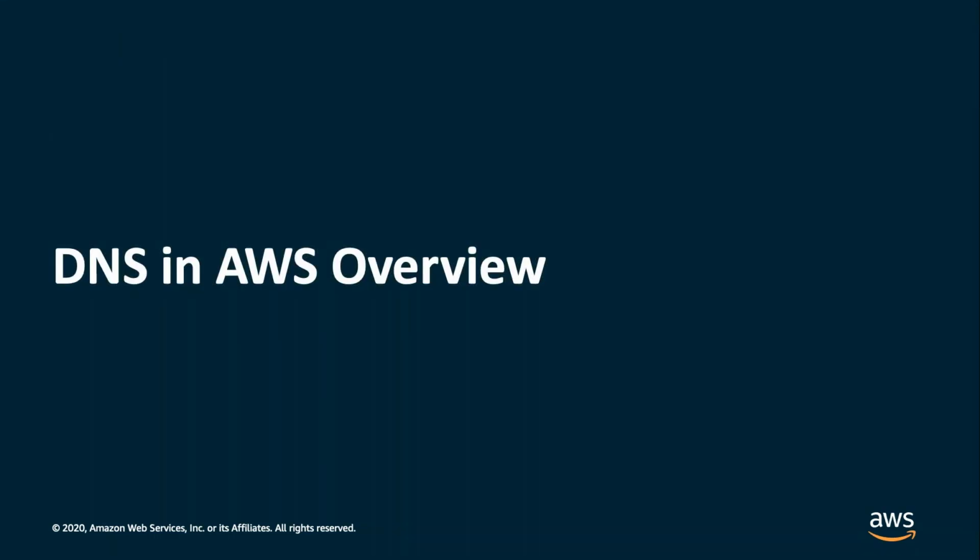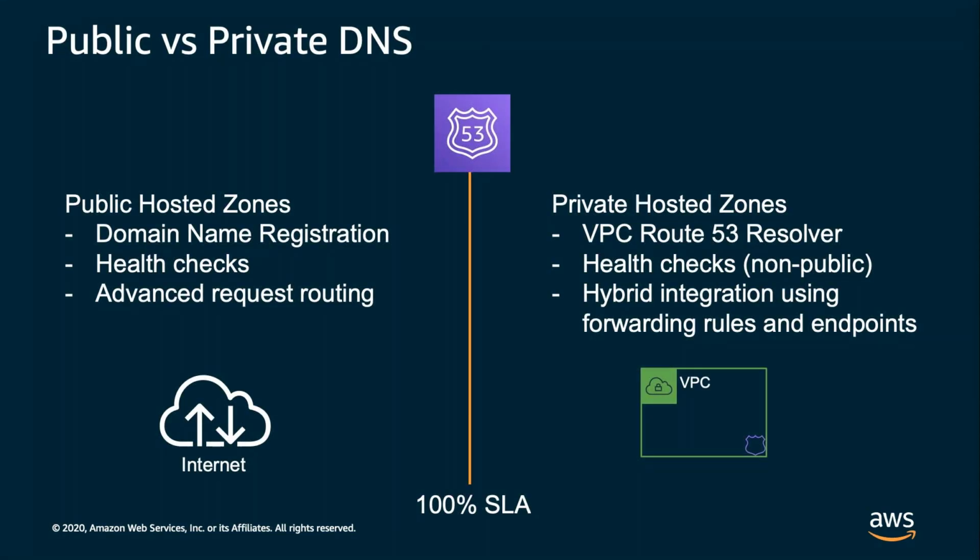So to kick it off here, we'll dig into DNS in AWS and go over an overview of different ways you can integrate and use DNS. Within AWS, we have two different types of what we call hosted zones, and a hosted zone is just a DNS name. So that can be a public hosted zone or private hosted zones.